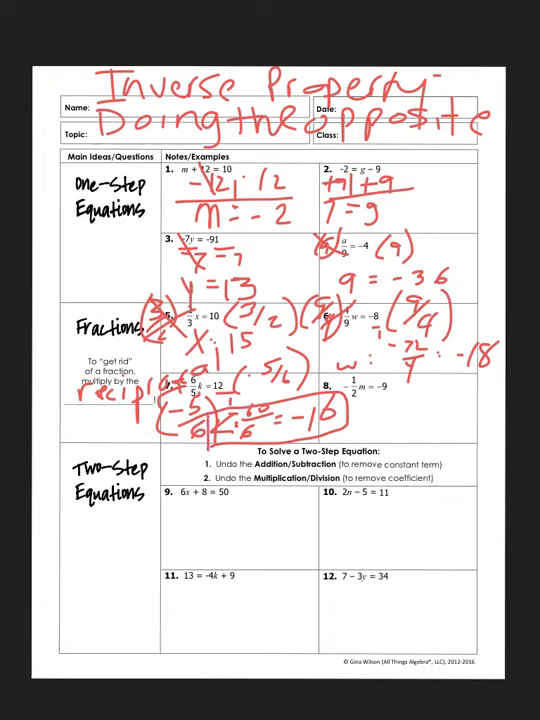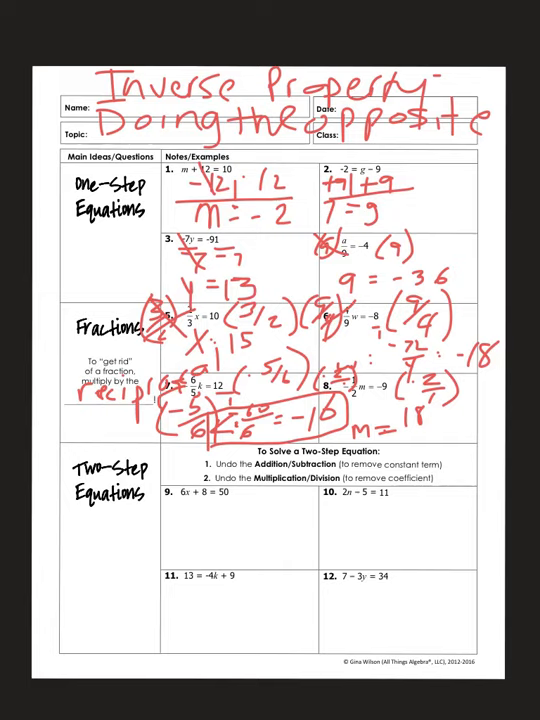All right, number 8. Negative 1/2 is being multiplied by m. So we are going to multiply by the reciprocal, negative 2 over 1. Negative 9 times negative 2 is positive 18 over 1, or just 18. m equals 18.